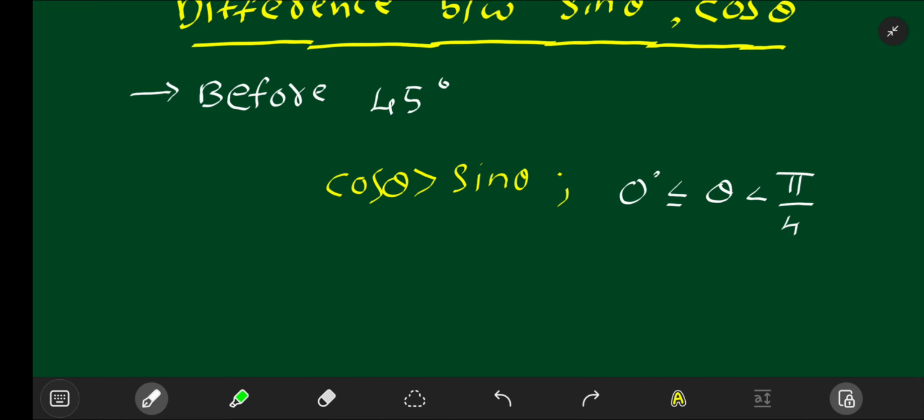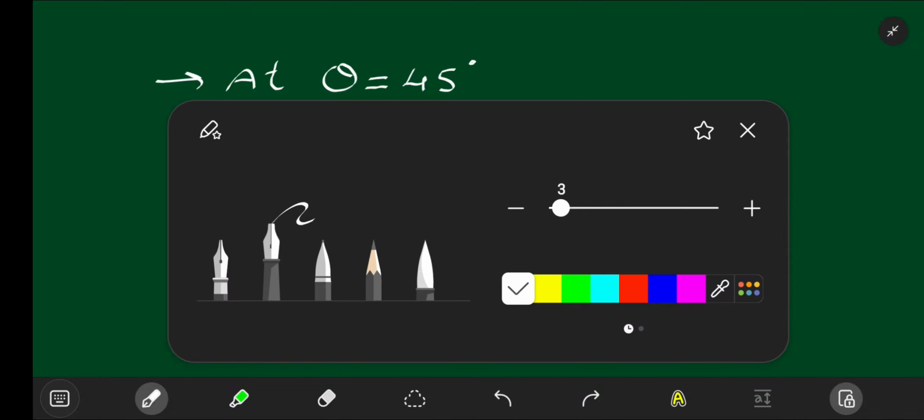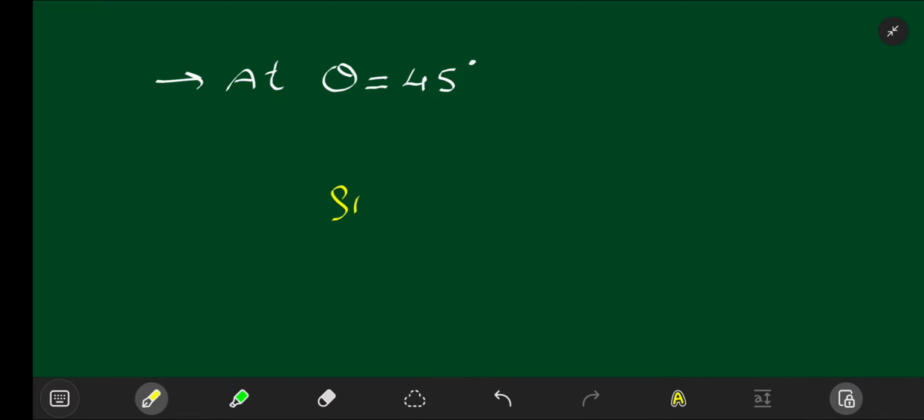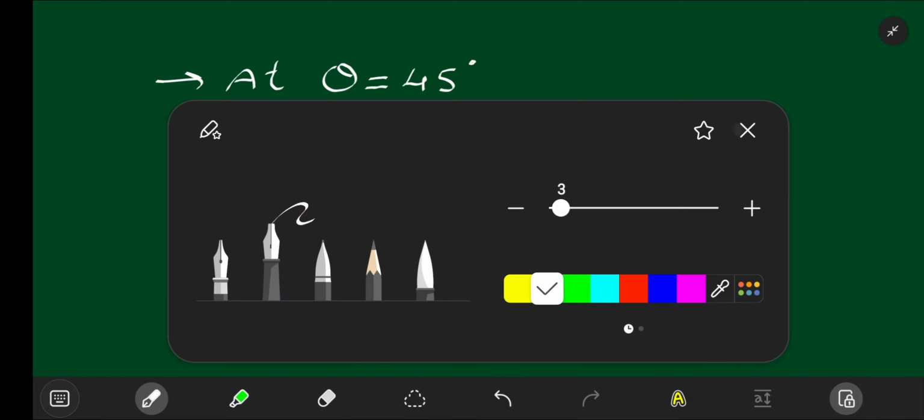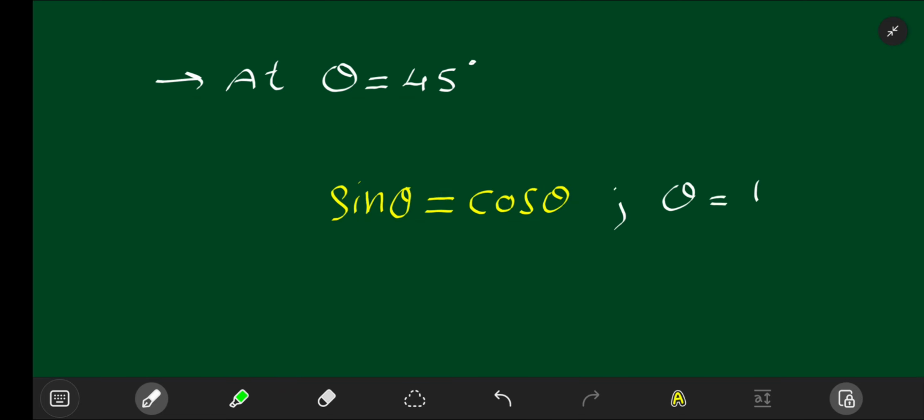This is the first point. The second point is, at theta equals 45 degrees, sin theta is equals to cos theta when theta is equals to 45 degrees. This is the second statement.